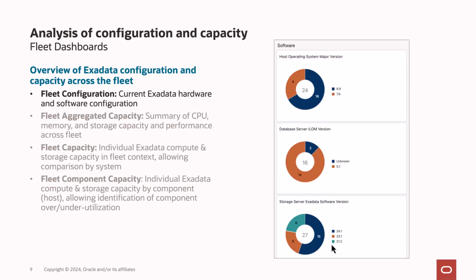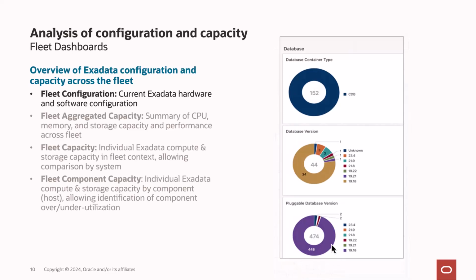So if you get a security alert on a certain software version, then we can filter down to the software and identify which Exadata it applies to and identify all databases that have been impacted. So we filter on a certain switch version and get the list of all CDBs and PDBs affected.